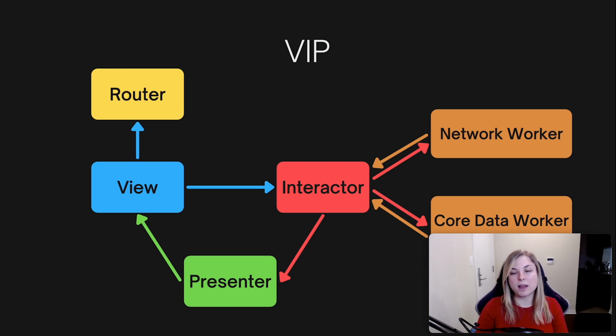And then again, you also have the router. Now the difference between VIP and VIPER is that the view is the one who talks to the router. If you click on a button or an item in a list inside a view controller, in UIKit case, that would call directly the router. If the router needs to pass some data to another view, it would get that data from the interactor. And I'm going to show that more in the demo example, which will be much more clear rather than just looking at this theory.